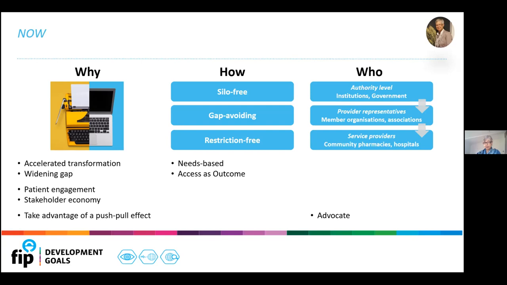Let's take advantage of the push-pull effect we know from pharmaceutical chemistry and which we experience particularly now in the pandemic. The need in the healthcare system is the pull, and the pharmacist enabling access can push. And advocate. Advocate for access and the related development goals, and the pharmacist and pharmaceutical scientists in the healthcare system. The next slide, please.